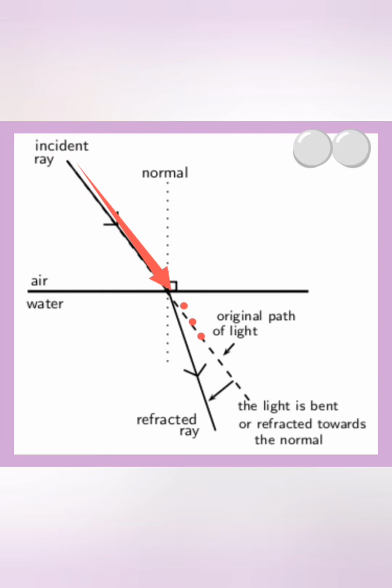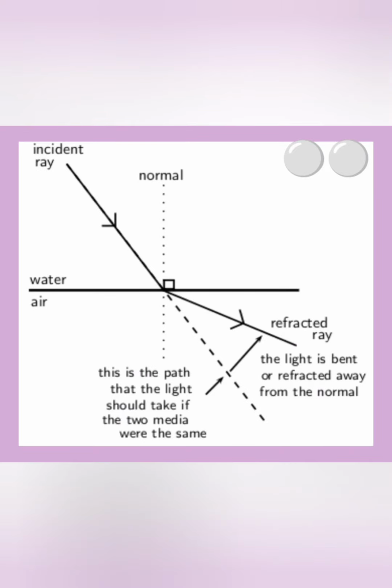If these dotted lines represent the actual path without refraction, the light should have passed straight. But since the light ray is undergoing refraction, it is bending. So how is it bending? It is bending towards the normal. Remember this, when it passes from rarer to denser.